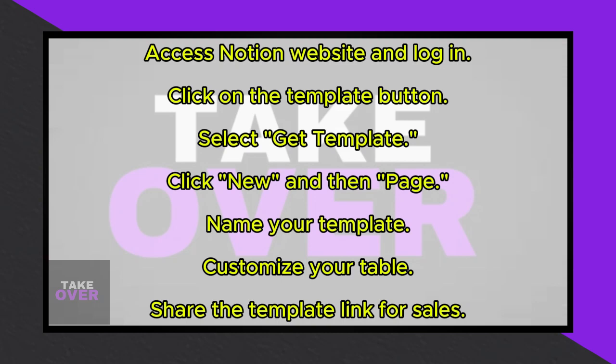Then, navigate to the template button located on the left side of the screen. Once there, click on the Get Template button. A new window will appear. Click on the New button, also on the left side of the screen, followed by selecting the Page option. This action initiates the creation of your template.